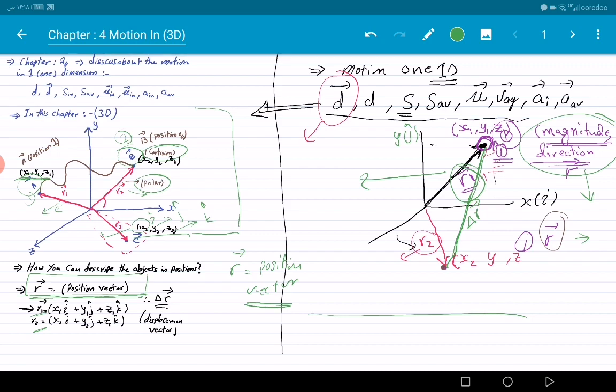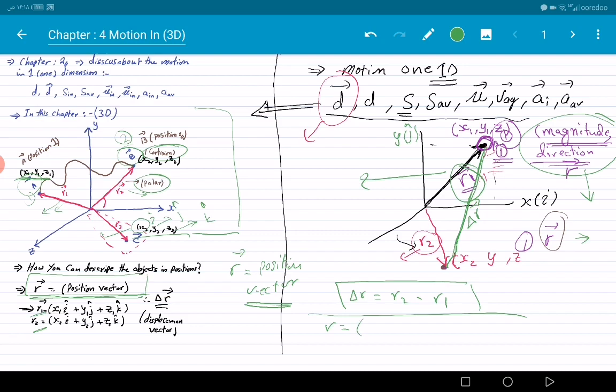Or how much is this distance, or this displacement, between the 2 points? It's very easy. هي عبارة عن الفرق ما بين النقطتين. دلتا R عبارة عن R2 ناقص R1, the rate change between the 2 points.